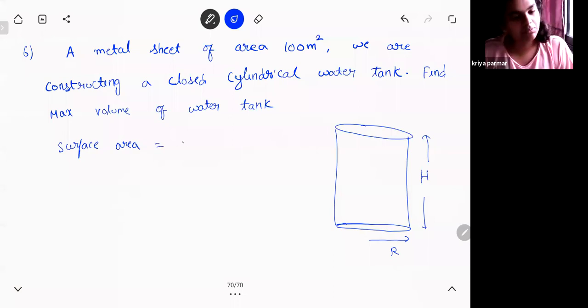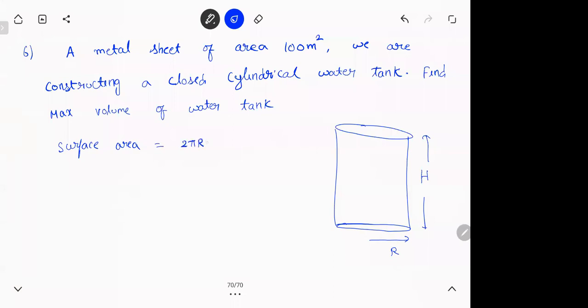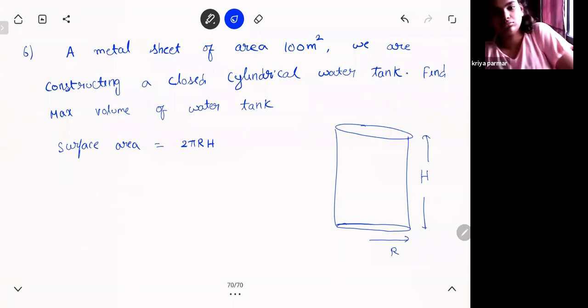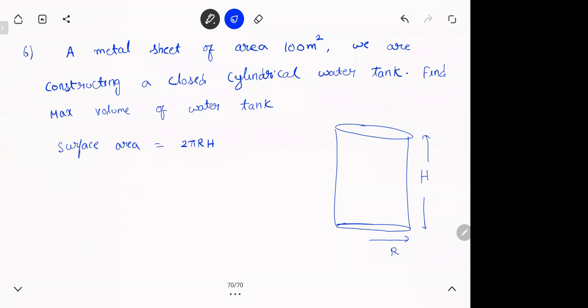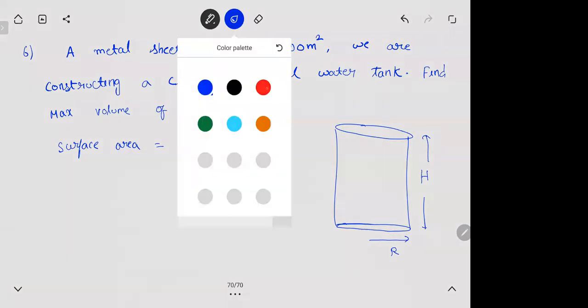2 pi r h. Circumference is 2 pi r, into height h, plus 2 pi r square. Now, if someone is confused, let me explain how you got that.